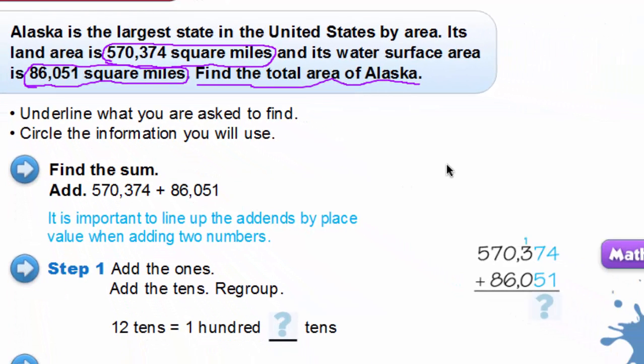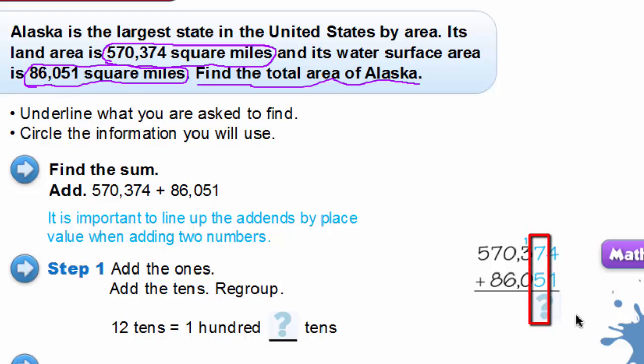And here's what that looks like. We put the addends vertically, one on top of the other. We line up the ones, the tens, the hundreds, the thousands, and so forth. And step one, we need to start by adding the ones. Add the ones. 4 plus 1 equals 5. Good. Do we need to regroup? No, because it's just a single digit sum.